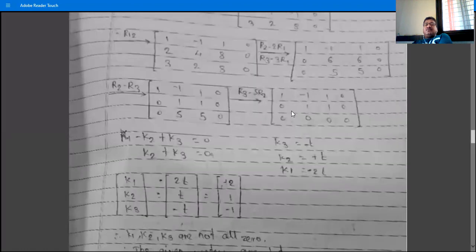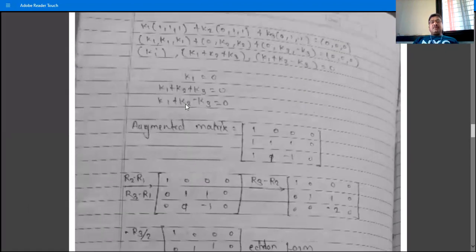So one of the solutions of this system is obviously K1 is equal to 0, K2 is equal to 0, and K3 is equal to 0. But this system has not only that solution. K1 is 0, K2 is 0, K3 is 0 is one of the solutions of this system. But instead of this, the system has other, non-zero solutions.